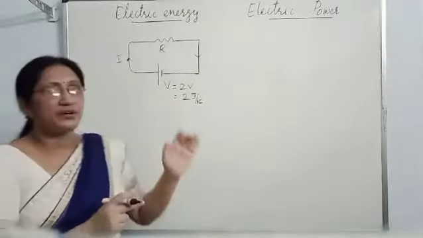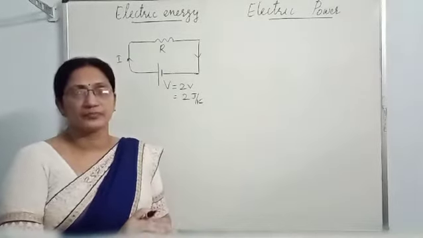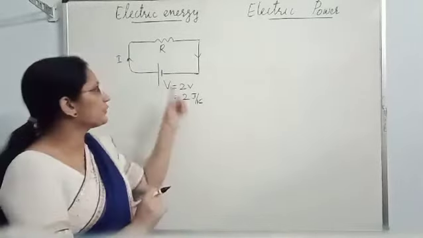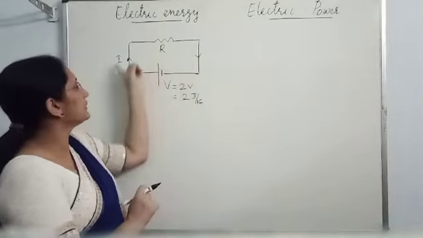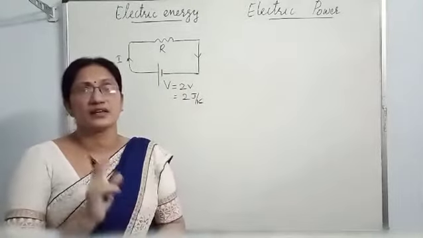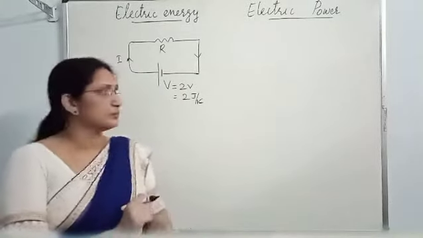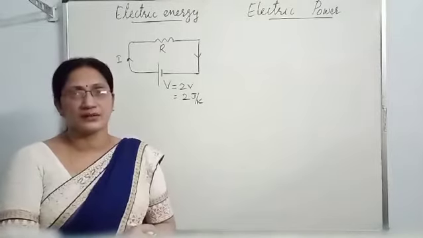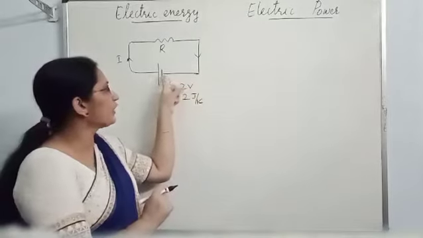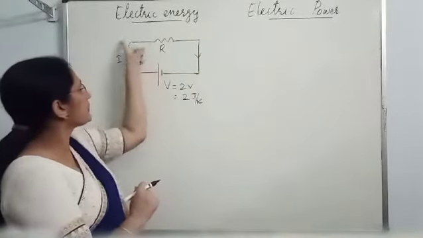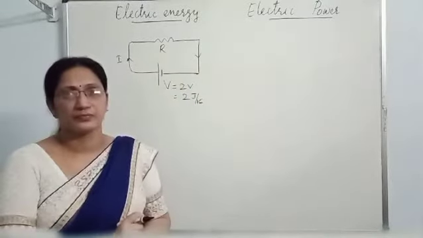Then it can be defined in some other ways also. Meaning of this 2-volt cell: if 1 coulomb of charge has to move from one terminal to the other terminal, the work done by the cell is 2 joules. In that way also we can define the terminal voltage of a cell. 2 joules of work is done by the cell to move 1 coulomb of charge from one terminal to the other terminal through the external resistance.